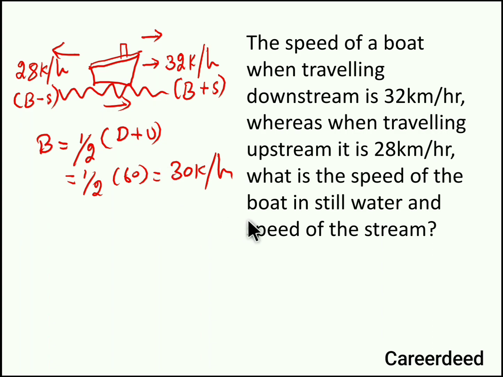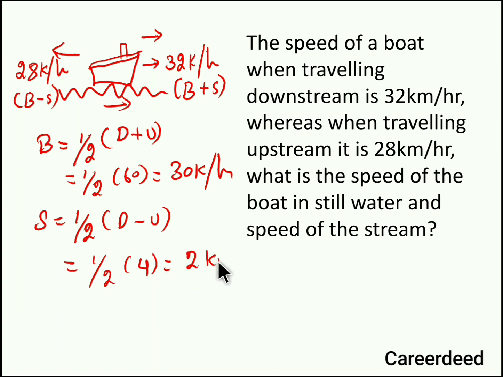Similarly, if you want to find the speed of the stream, stream speed equals half of downstream minus upstream. So half of 32 minus 28 gives you 4. Half of 4 is 2 km per hour. So 2 km per hour is the speed of the stream. Now if you want to find the downstream value, just add boat speed and stream speed. 30 plus 2 you get 32, and 30 minus 2 is 28 km per hour, which is the upstream speed. Hope you understood the problem, right?